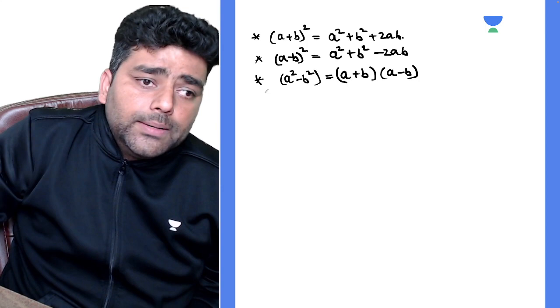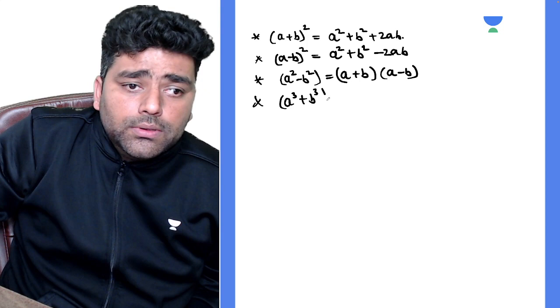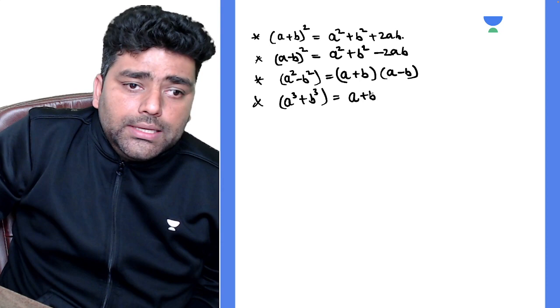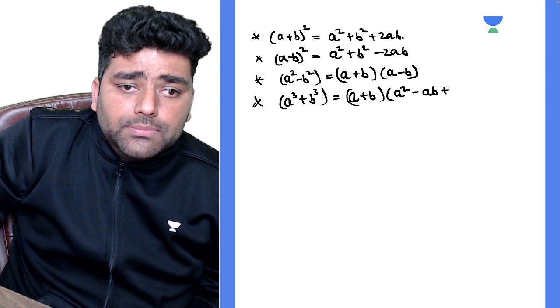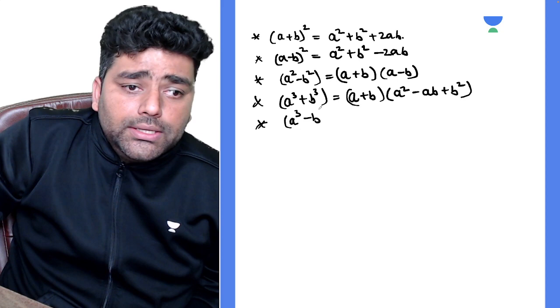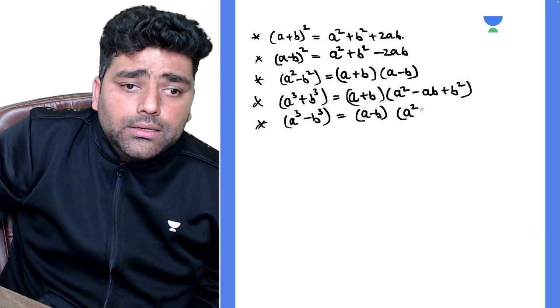Then you have a cube plus b cube. So a cube plus b cube is (a plus b)(a square minus ab plus b square). And then you have a cube minus b cube, that is (a minus b)(a square plus ab plus b square).